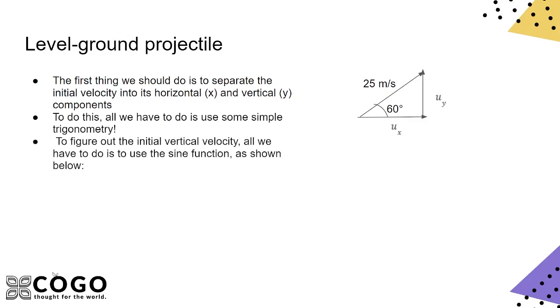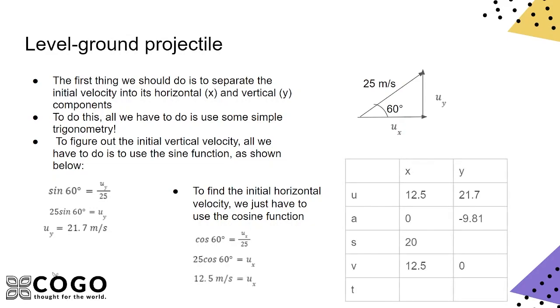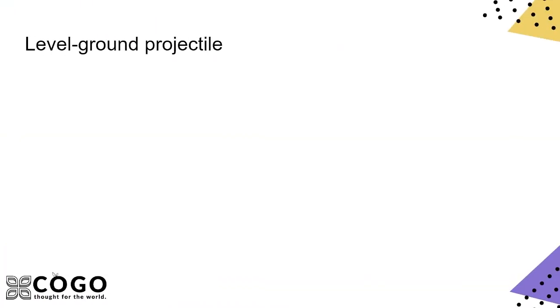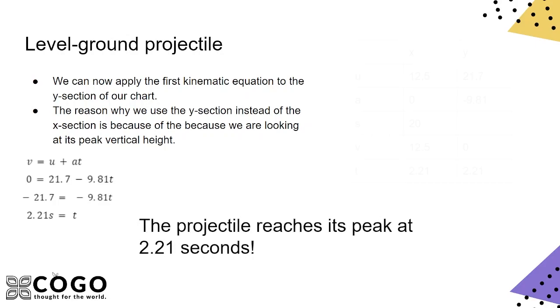To figure out the initial vertical velocity, all we have to do is use the sine function, as shown below. To find the initial horizontal velocity, we just have to use the cosine function, as shown below. We can now apply the first kinematic equation to the y section of our chart. The reason why we use the y section instead of the x section is because we are looking at its peak vertical height. Finally, we can find out that the projectile reaches its peak at 2.21 seconds.